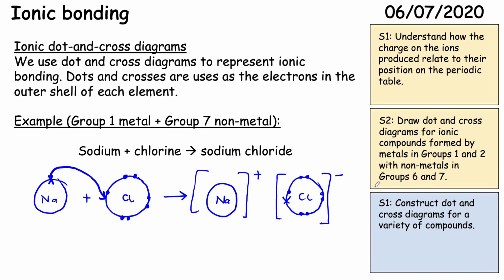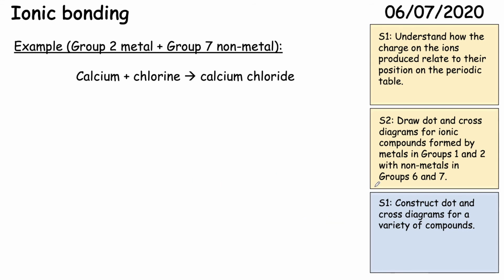I know it's a lot, so we're going to do another one just to make sure we understand what's going on. So here's an example, this time with a group 2 metal and a group 7 non-metal. So we have calcium. Calcium is in group 2. So it has 2 electrons in its outer shell. Chlorine is in group 7. So it has 7 electrons in its outer shell.